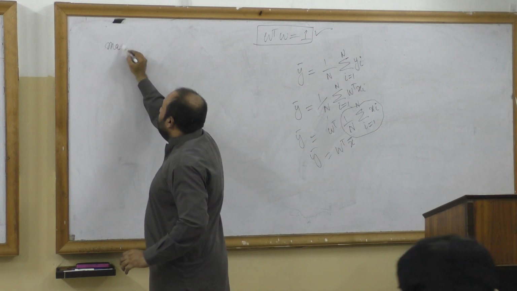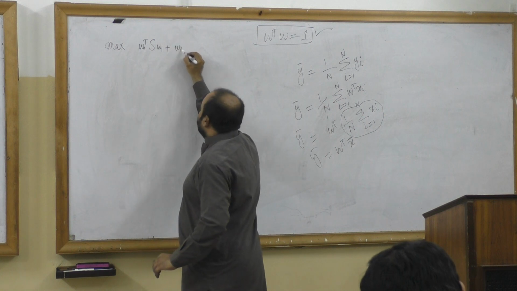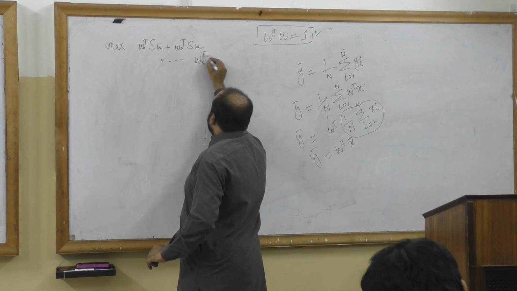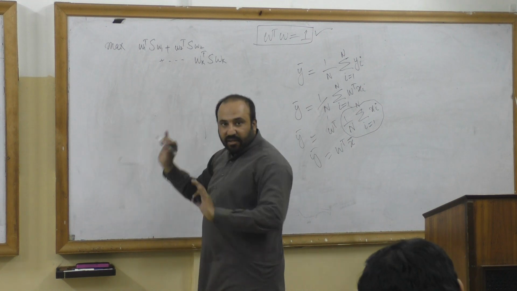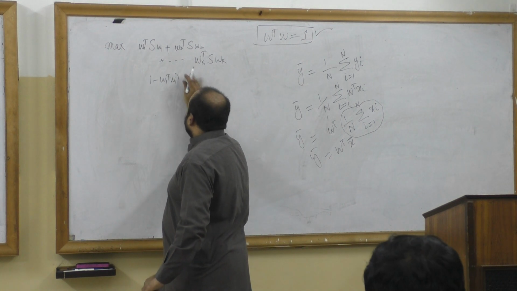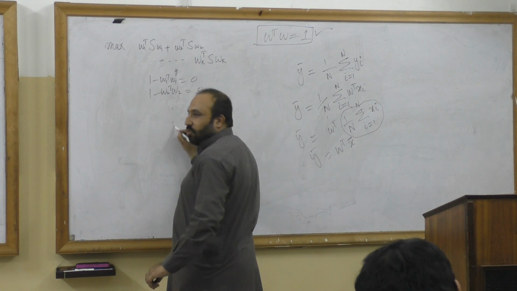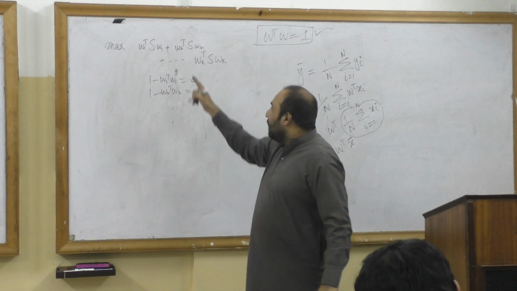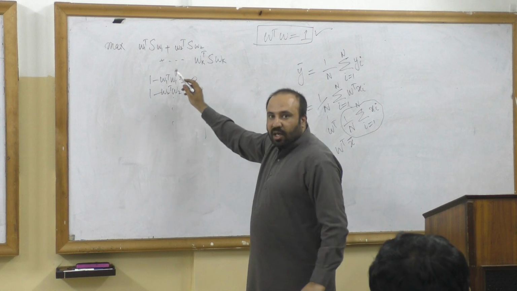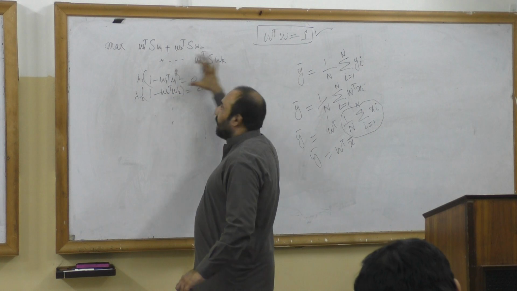We want to maximize W1 transpose SW1 plus W2 transpose SW2 plus so on, WK transpose SWK, subject to the following constraints: 1 minus W1 transpose W1 equals 0, 1 minus W2 transpose W2 equals 0, and so on. This is the formulation that comes if we want to choose more than one dimension simultaneously. Clear? If you make the Lagrangian, lambda 1 comes with this, lambda 2 comes with this, and all of these get added.